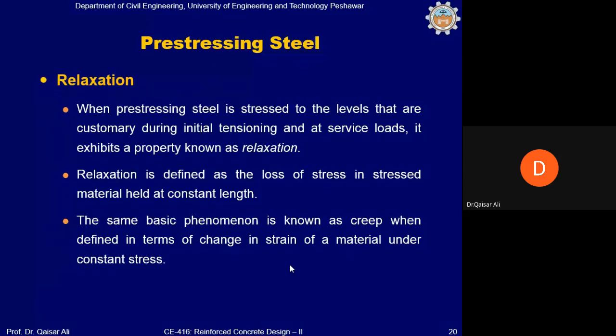Creep is a phenomenon occurring at constant stress, and the relaxation of steel is a phenomenon which occurs at constant strain. So in this sense, they are similar phenomena. Relaxation is stress loss at constant strain, and creep is strain change at constant stress. Okay.